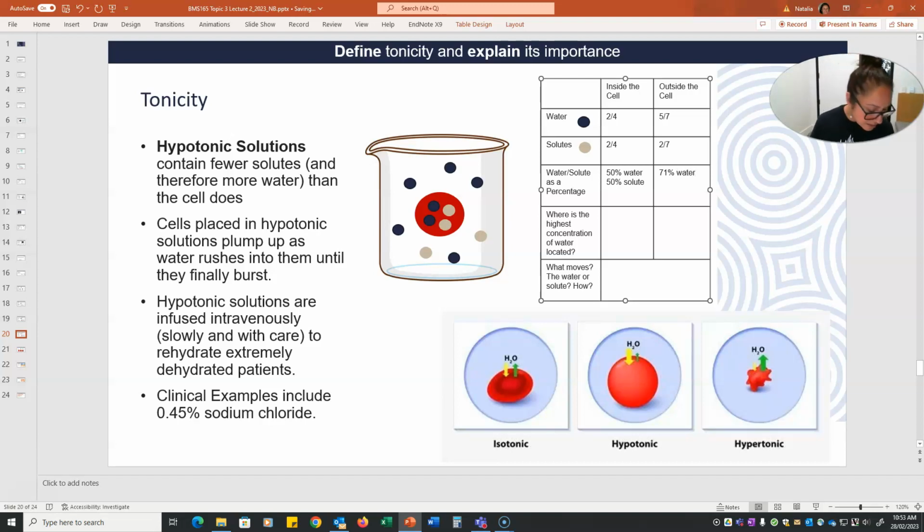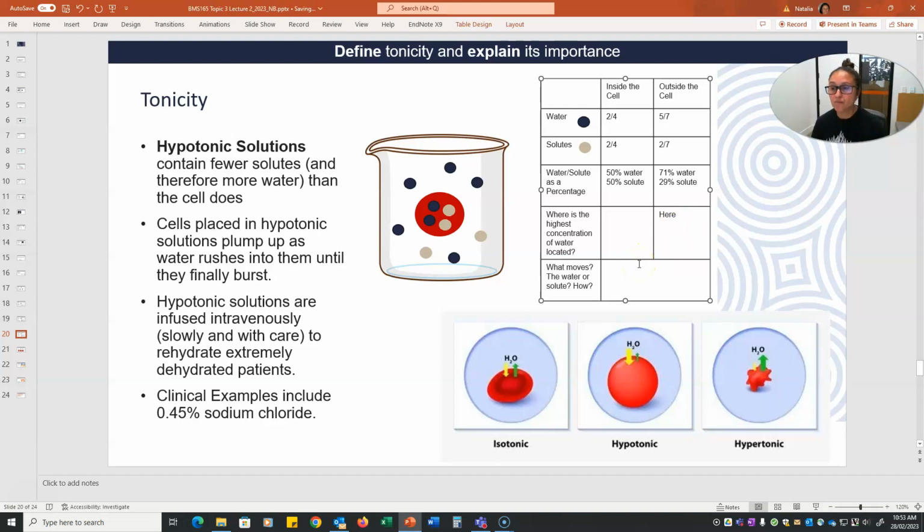And that means that 29% is going to be solutes. Okay? Let's have a look and see. The next question we have to ask ourselves, where is the highest concentration of water located? Here. Because inside our cells we have 50% water. In here we have 71% water. So, this is where the highest concentration of water is.